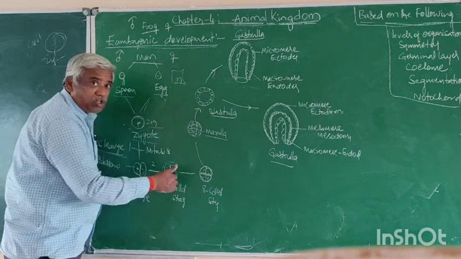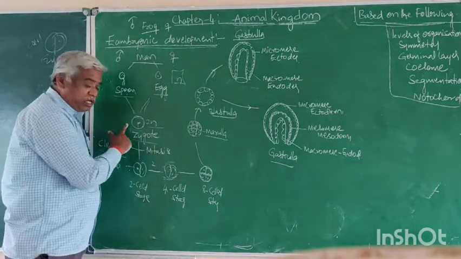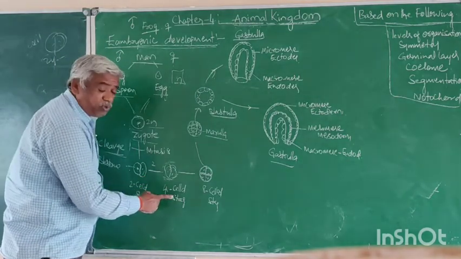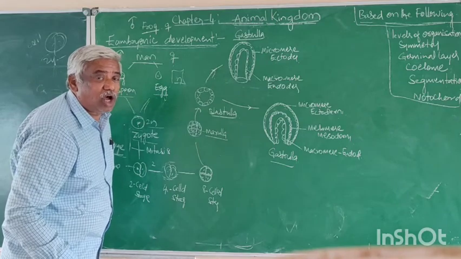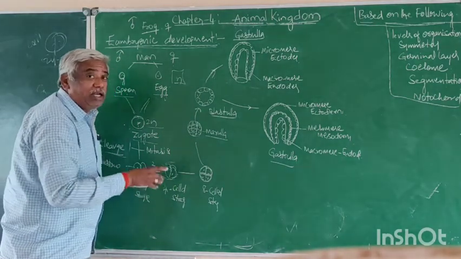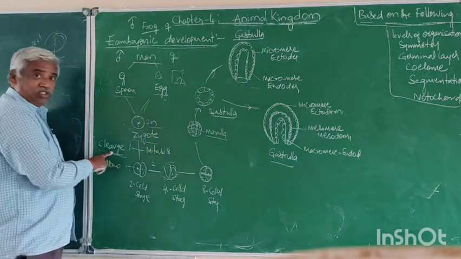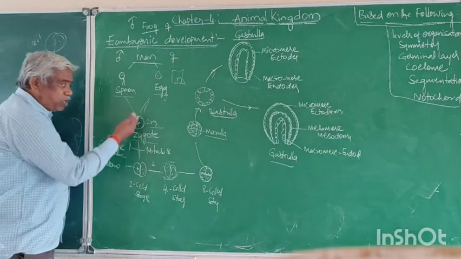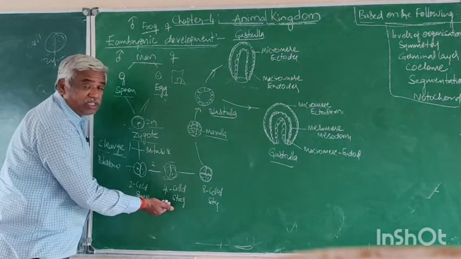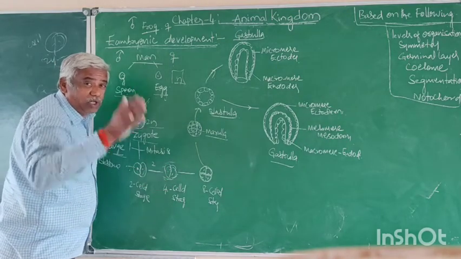Now embryonic development starts from the zygote. Zygote is one cell, then two cell, four cell. Up to the four cell stage, how many divisions? Two divisions. In other books, these divisions are called previous. At the four cell state, there are two divisions.